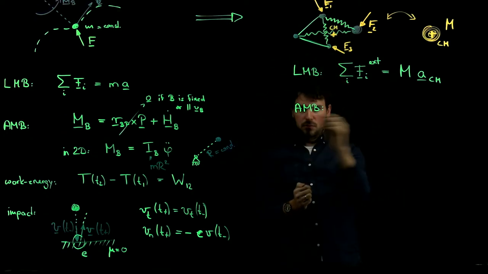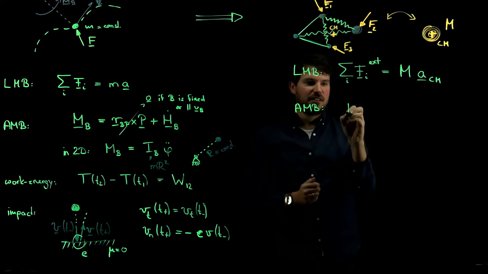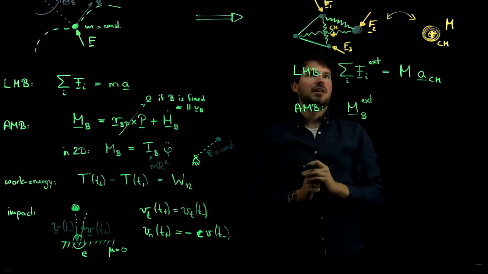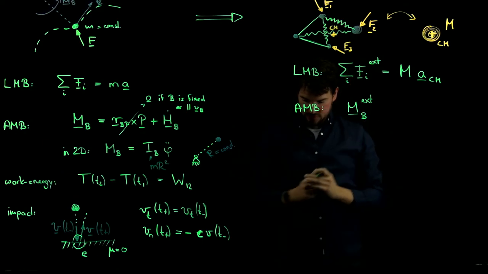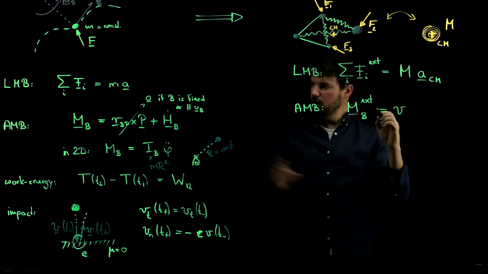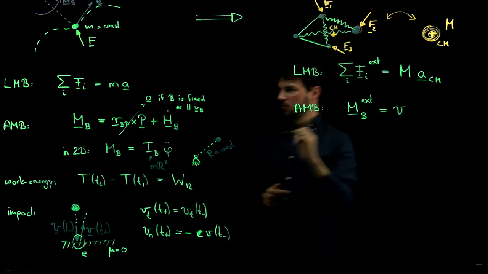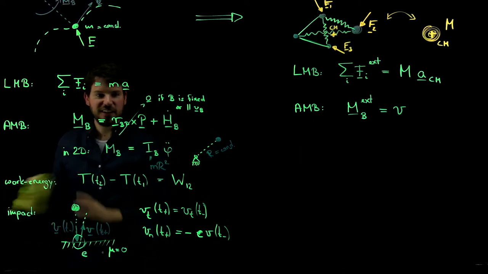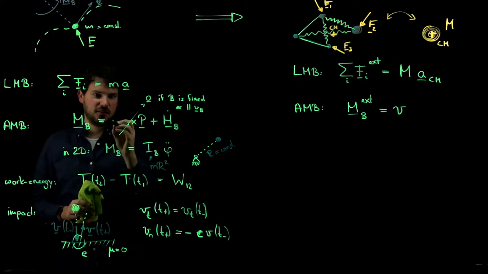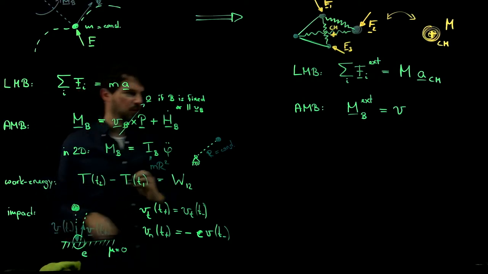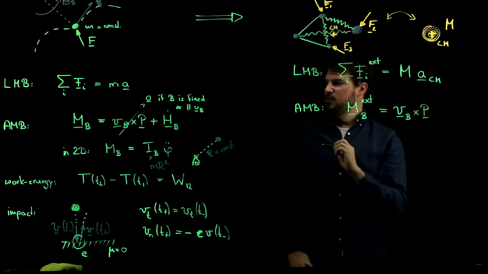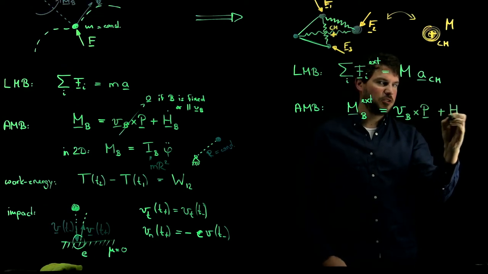Here, we simply showed that the net torque onto the system, and again, we only have to consider the external torques because all internal forces vanish again when summing them up, was nothing else but, well, velocity of... Ooh! I'm sorry, I made a mistake over here. This should have been the velocity of point B. My sincere apologies. I don't know why I did this wrong. This is the velocity of point B cross P, that's embarrassing, plus H_B dot.